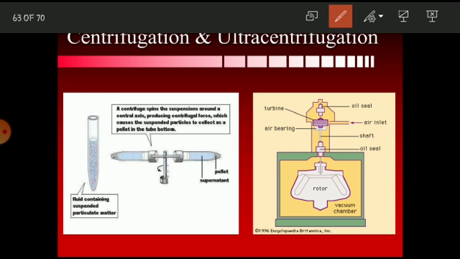First of all, centrifugation is simple. Suppose we have a suspension, that is a precipitate solution, a fluid containing suspended particulate matter. Now we have to separate this fluid containing suspended particulate matter into two layers.